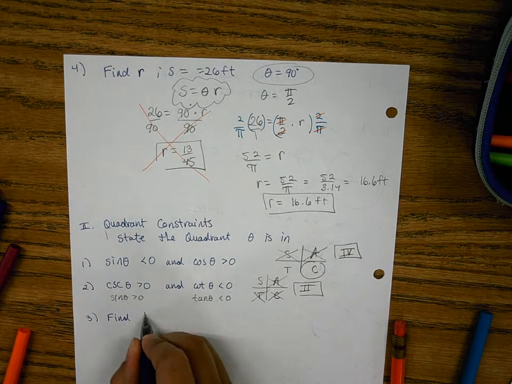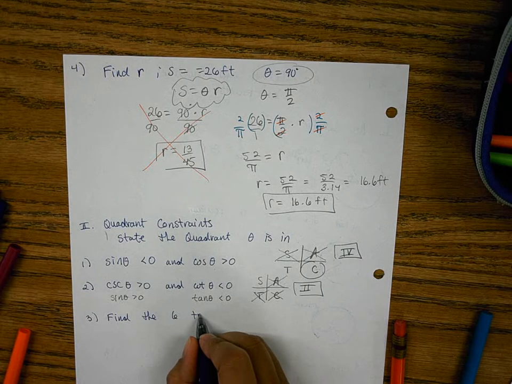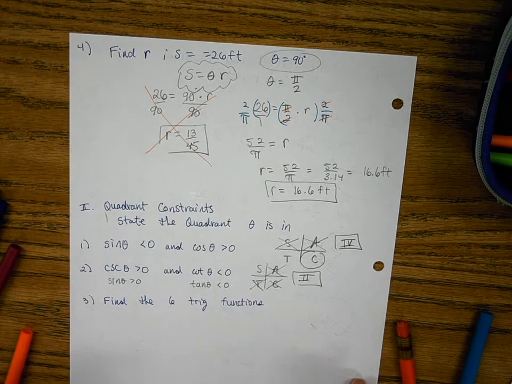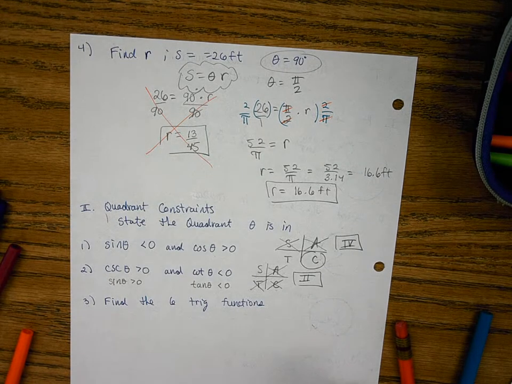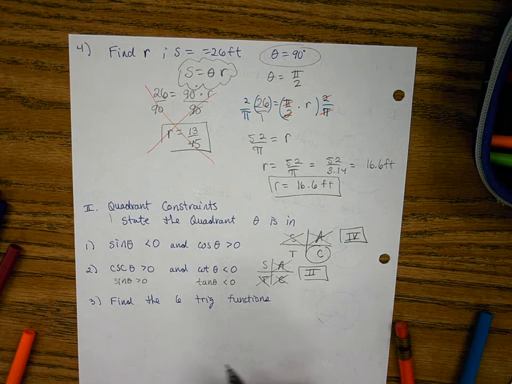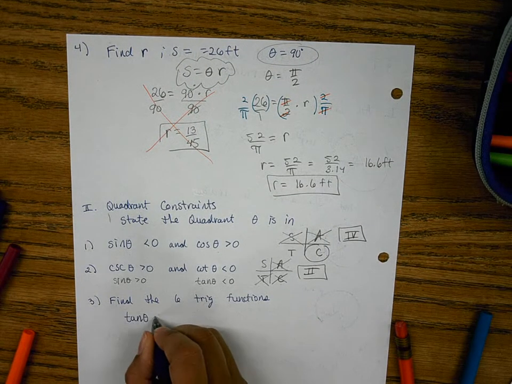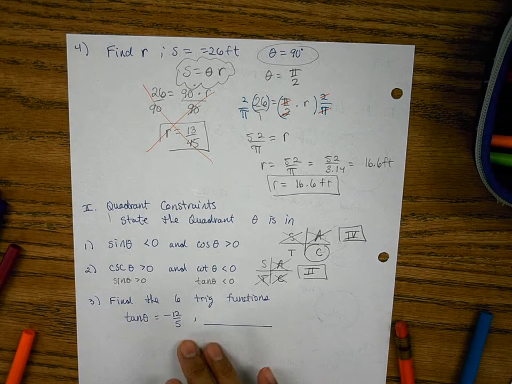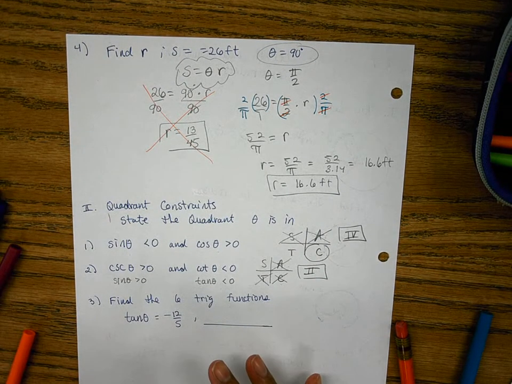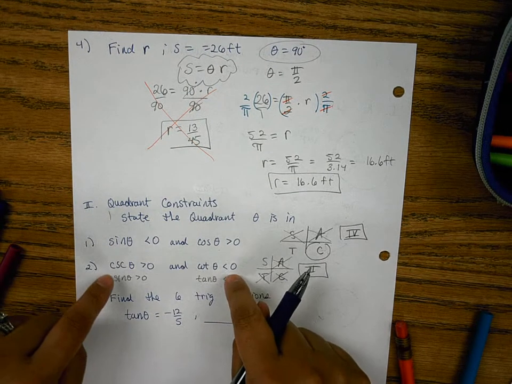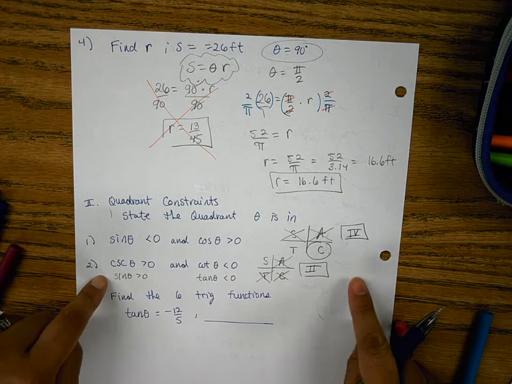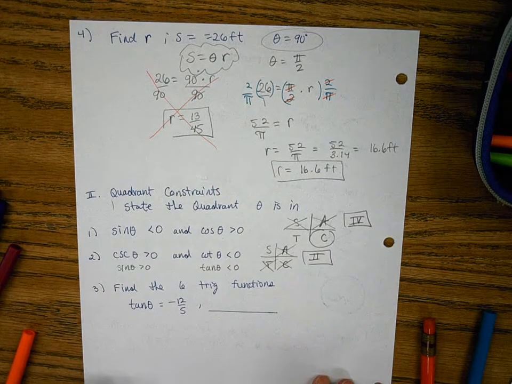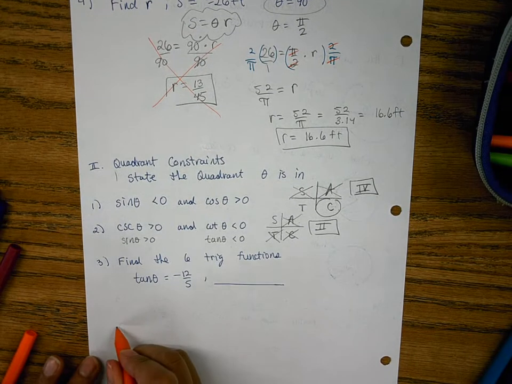Number 3, find the 6 trig functions. Find the 6 trig functions given tan of theta equals -12/5, comma blank. There's going to be more that I give you, and this is still part of the quadrant constraints. Remember where I said up here you need 2 pieces of information in order to get down to 1 quadrant? This is the same thing. Here's the first piece. I haven't yet given you the second piece.